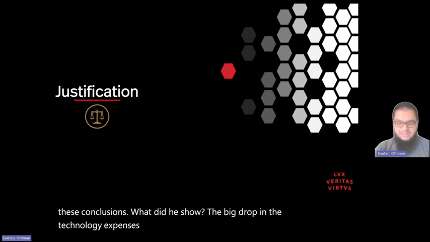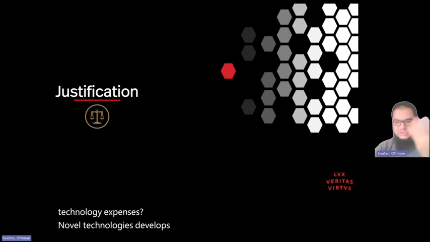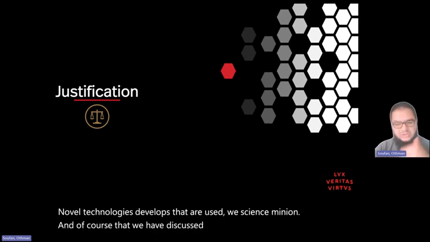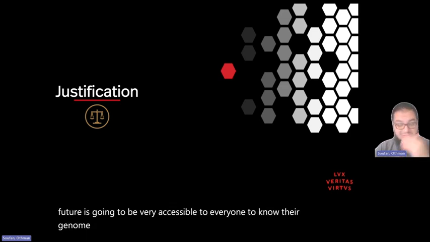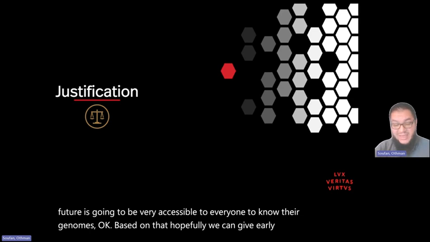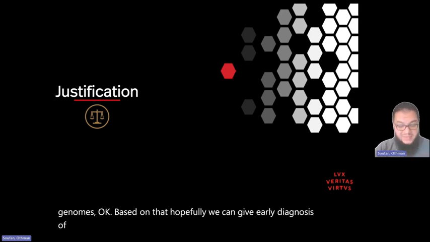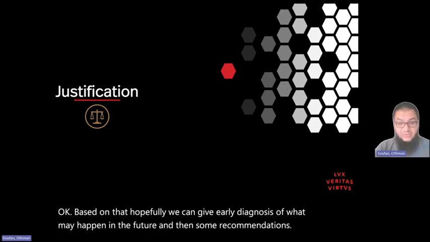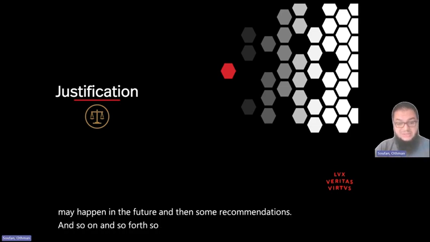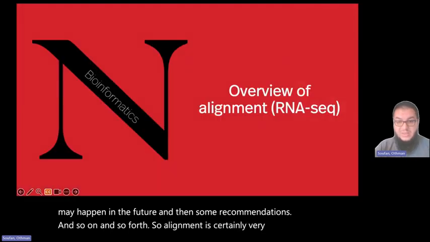novel technologies developed that are of USB size, the nanopores that we have discussed before. So imagine the future is going to be very accessible to everyone to know their genomes, and based on that, hopefully we can give early diagnosis of what may happen in the future, and then some recommendations, and so on and so forth. So alignment is certainly very important.